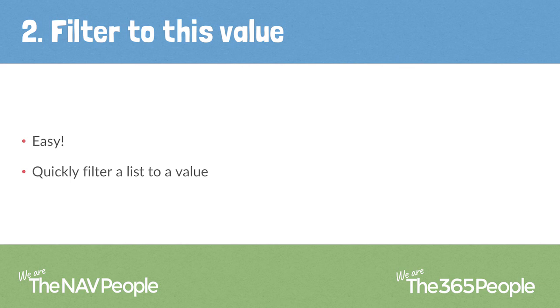The second one is called filter to this value. It's a nice, easy alternative for filtering. Once you're in a list, you can right-click a value in a list and press filter to this value, or there's a keyboard shortcut for it, and then the list will be filtered on the value you just selected.